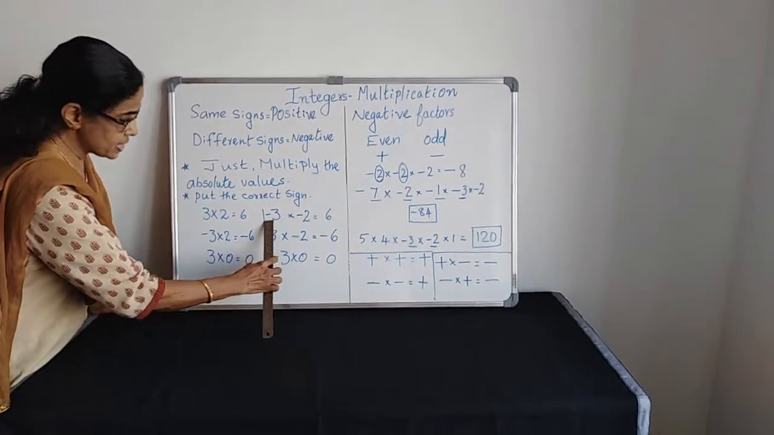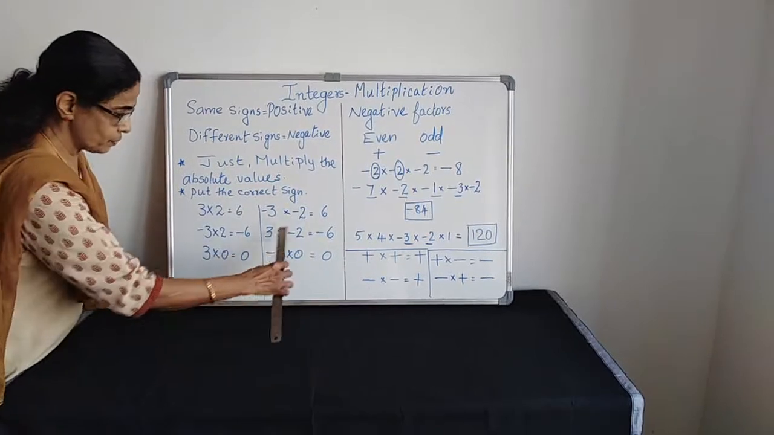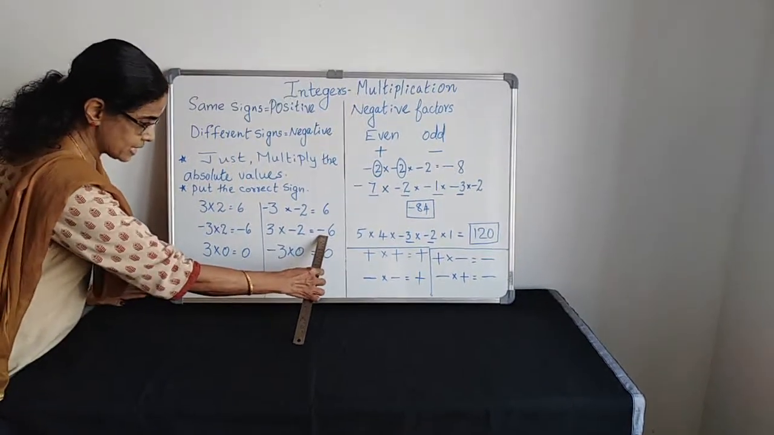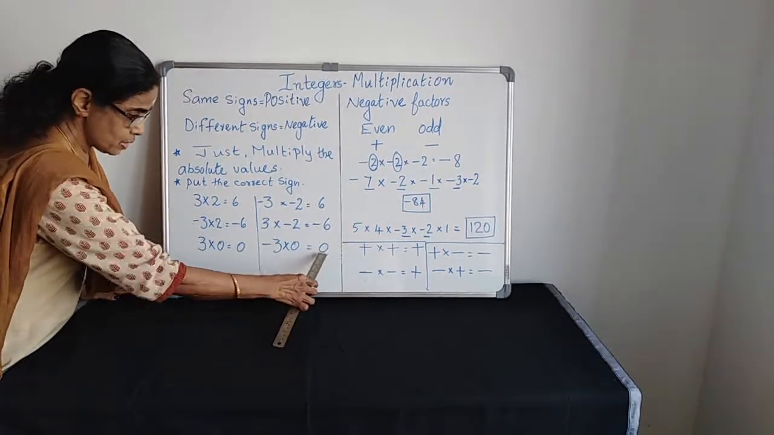Here, negative into negative, so the result is positive. Positive into negative, so the result is negative. Minus 3 into 0, 0, no sign.